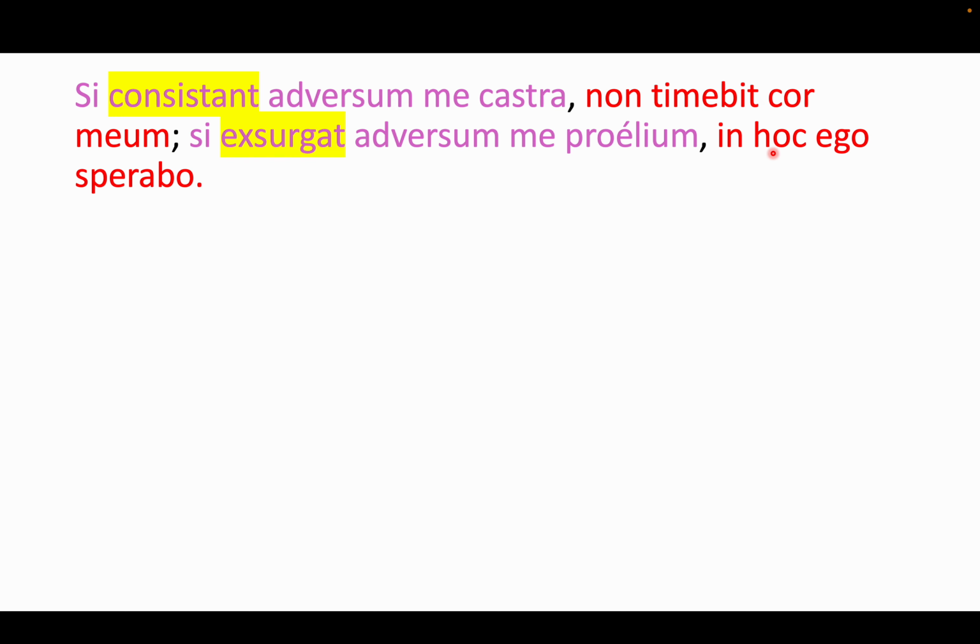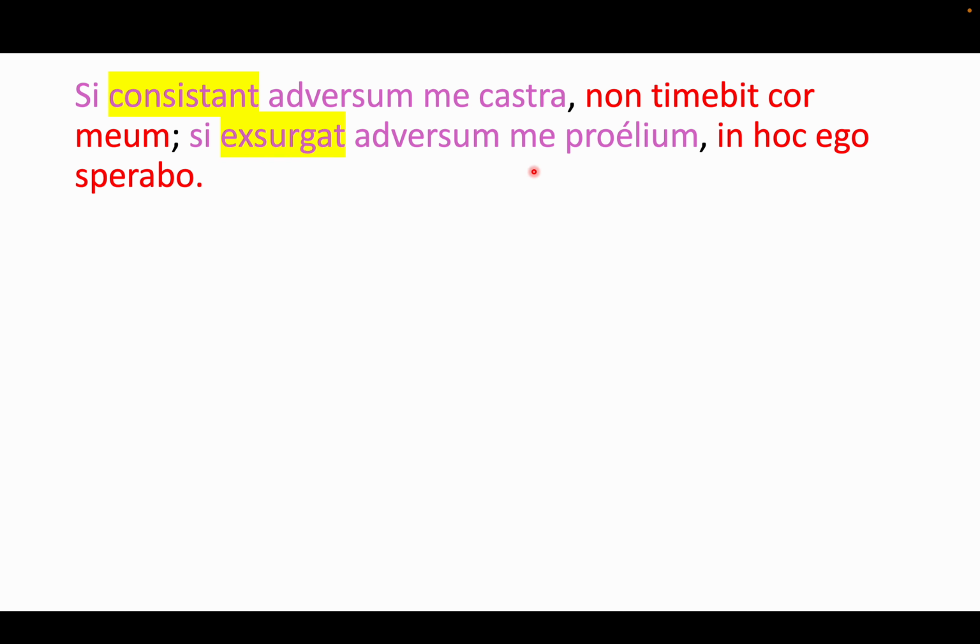Okay. In hoc, this means basically in this. Ego sperabo. Sperabo is the future first person singular of hope. So sperabo means I will hope. So in this, I will hope. And the ego doesn't need to be there grammatically, it's just there for emphasis.